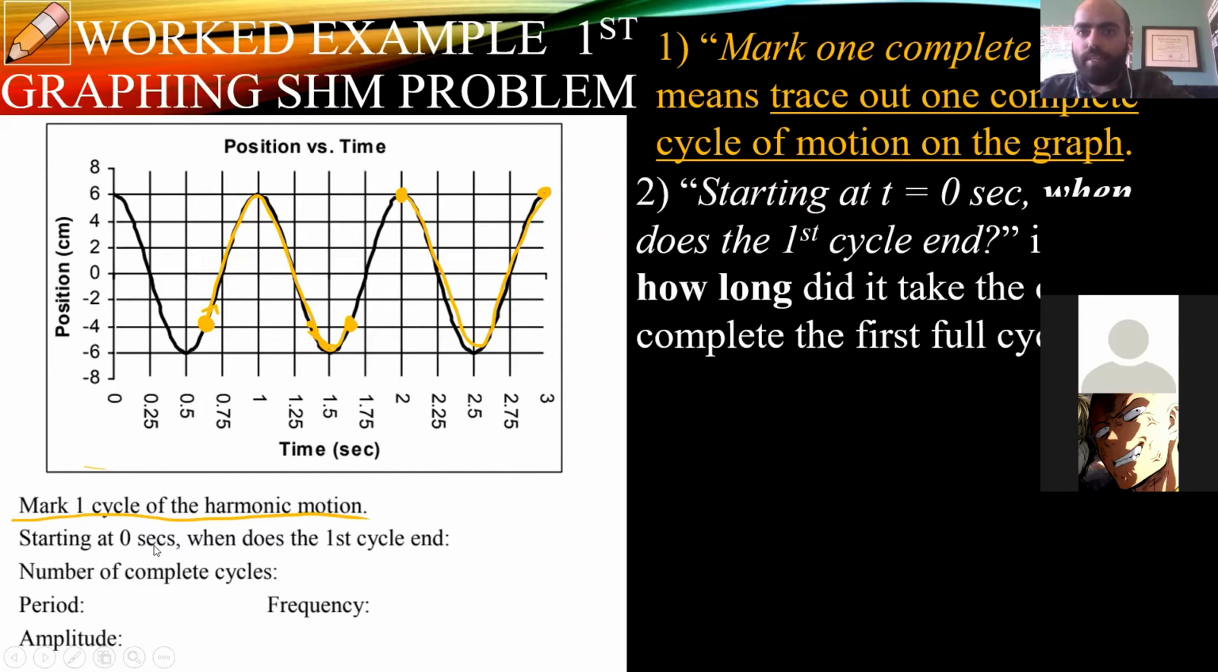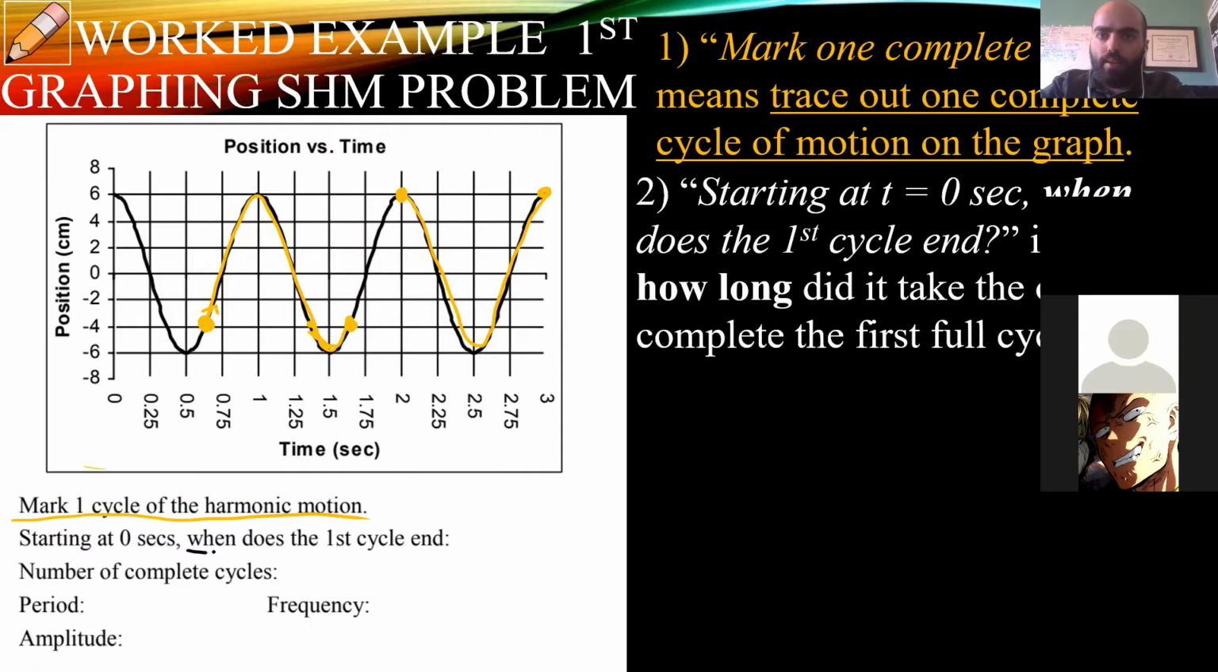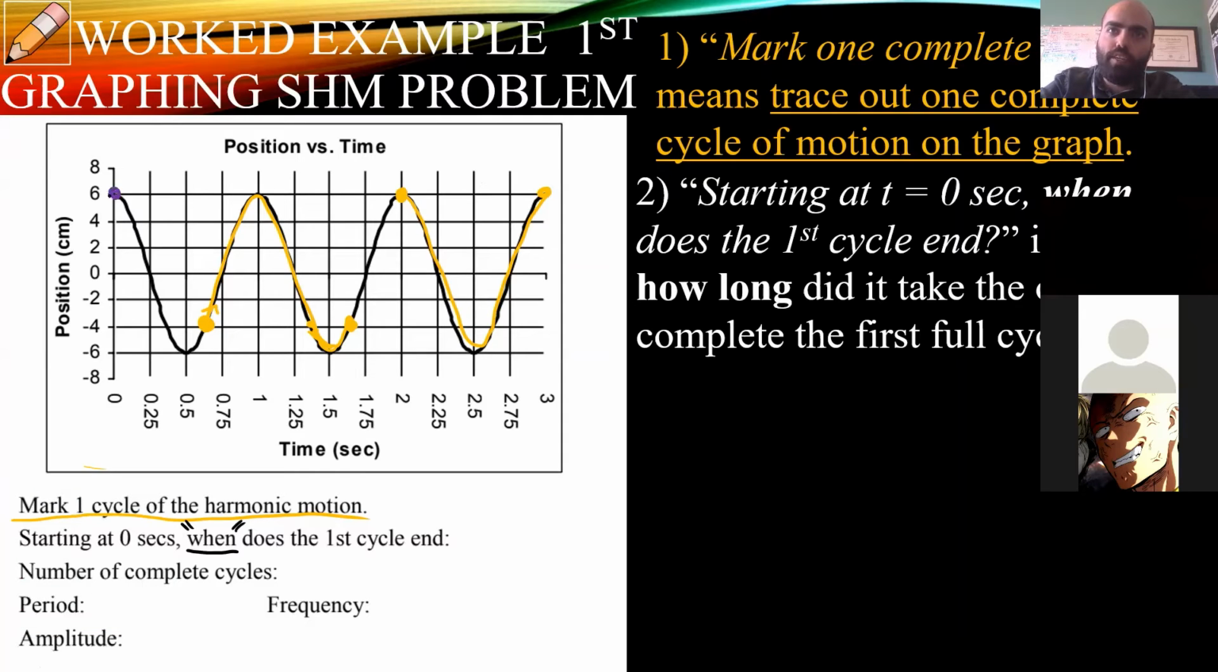Number two, they say starting at 0 seconds, when does the first cycle end? When they say "when," that language is asking you about time. In other words, our first cycle is starting at t equals 0. When does that first cycle end? At t equals 0, we're starting at a peak. That means the first cycle is going to end at that next peak.